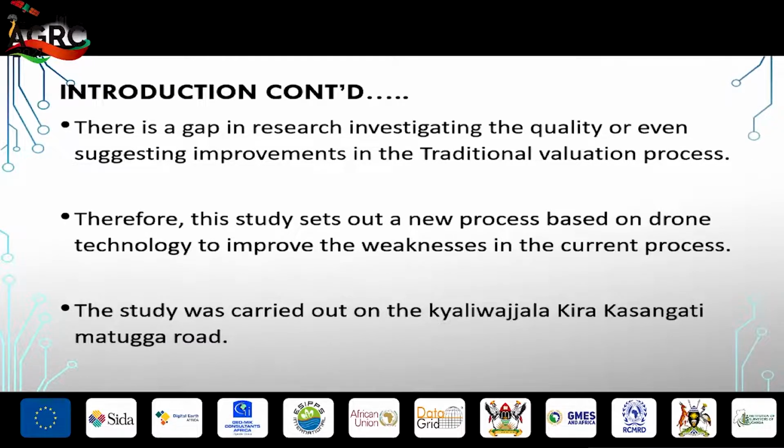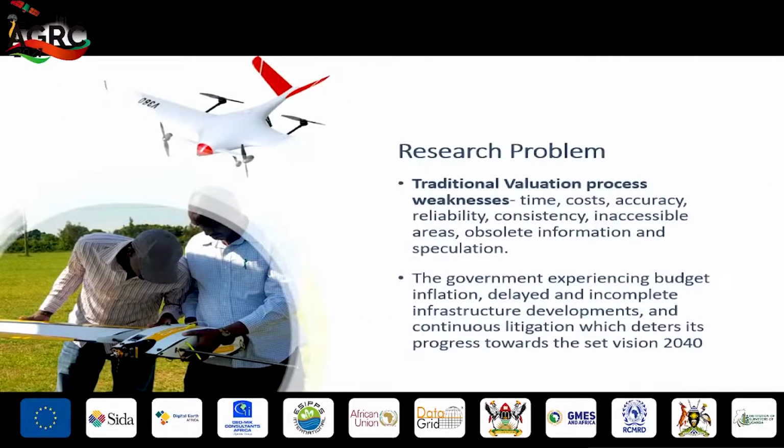This study was carried out on the Kira-Kasangati-Matugga Road, and I will expand more on the methodology as I get there. Majorly, the problem we are handling in this research is the weaknesses. We're trying to see how we can minimize the weaknesses of the current valuation process, and also help reduce the budget inflation on delayed and incomplete infrastructure projects and the continuous litigation that the government faces in regard to the development of infrastructure projects in the country.